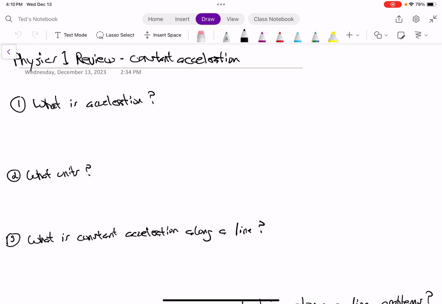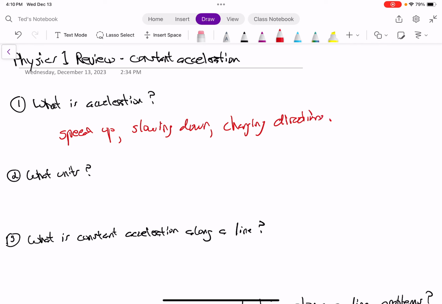So first, we need to remind ourselves, what is acceleration? And in physics, this is maybe a little bit different than in the English language, where we think of acceleration as just speeding up. Yes, speeding up is acceleration, but so is slowing down, and so is changing directions.